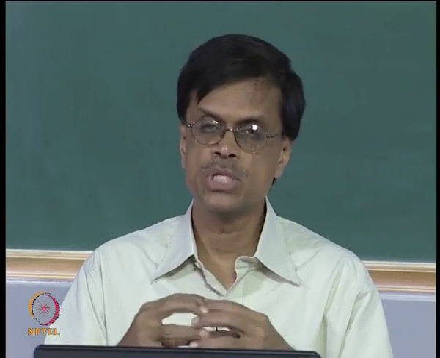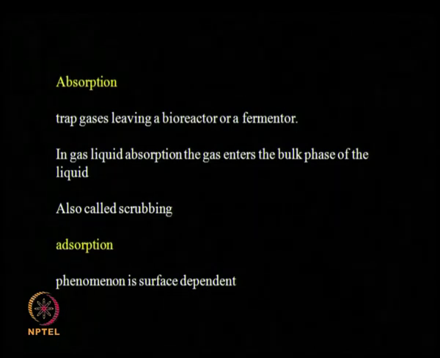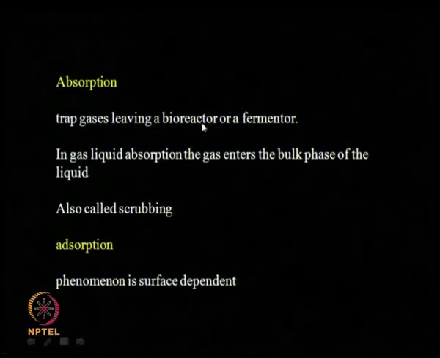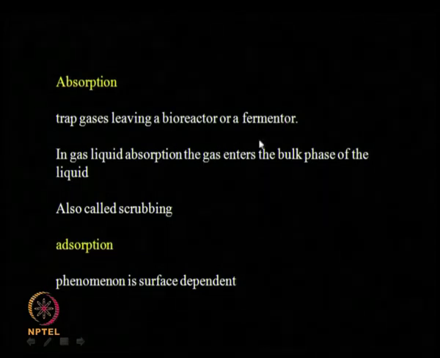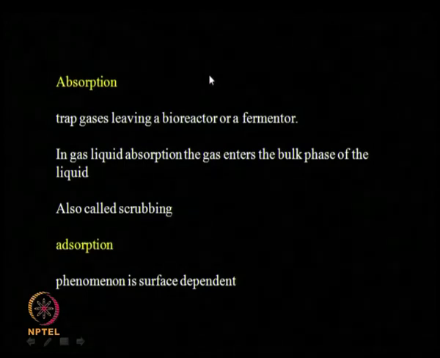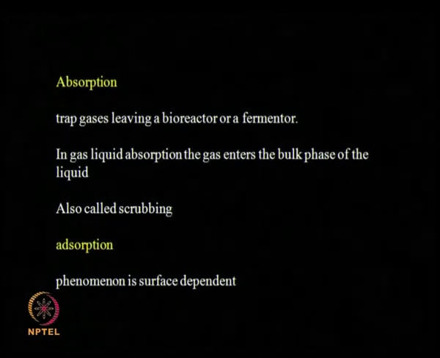So generally the absorption is done with the help of a liquid which absorbs these gases. So absorption process is a gas liquid operation. So I would like to spend a few slides on the concept of absorption. Okay. So what is absorption, or why is it done? It is done to trap gases leaving a bioreactor or a fermenter. So in a gas liquid absorption, the gas enters the bulk phase of the liquid and certain gases are selectively absorbed. It is also called scrubbing.